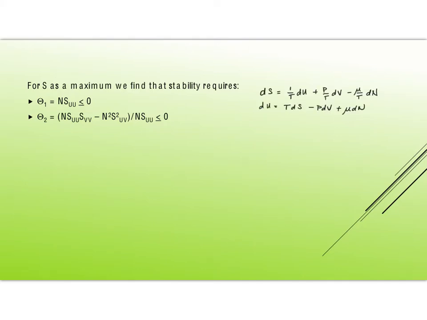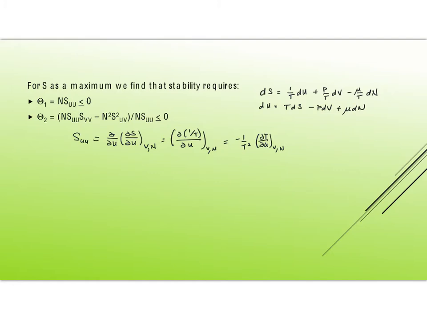If we wish to look at s sub u, this is the same as the partial derivative with respect to u of s with respect to u, all done while holding v and n constant. So if I take the differential using the fundamental relation, I find that ds du is 1 over t du, and then I'll take the derivative of that 1 over t with respect to u again.